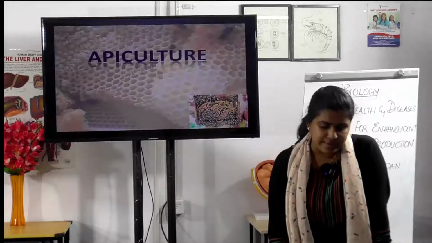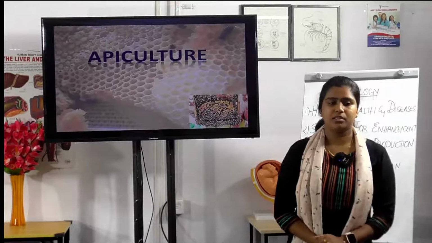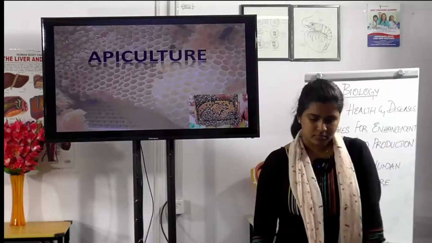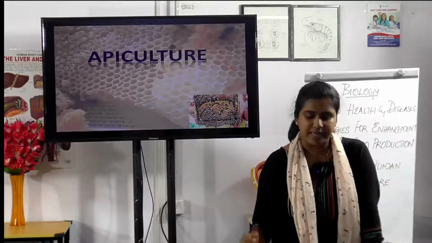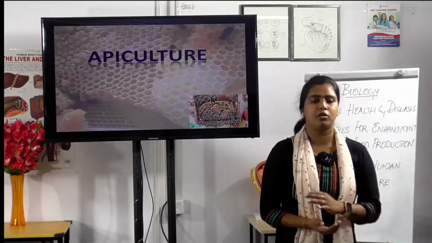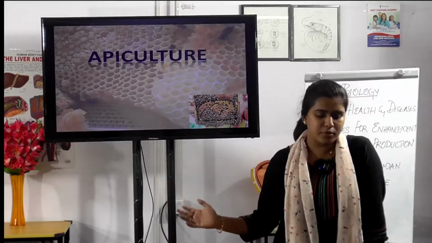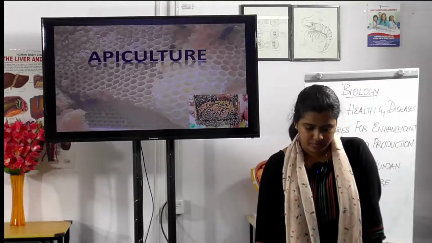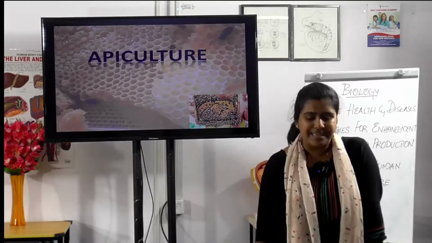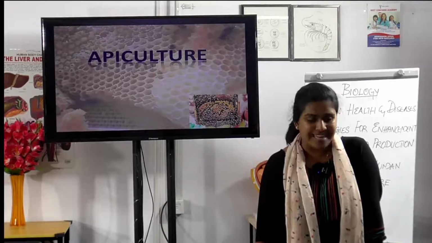Okay. Next we will see apiculture. What is apiculture? It includes the maintenance of hives of honeybees for the production of honey and beeswax. This procedure is known as apiculture. And the commonly used bee is Apis indica. It is an Indian bee.